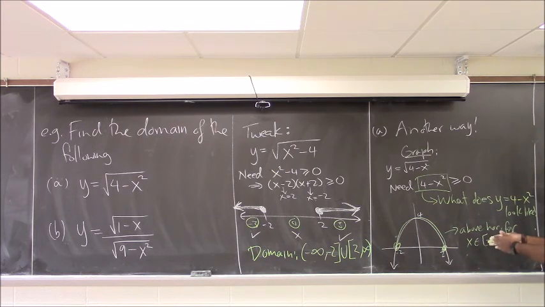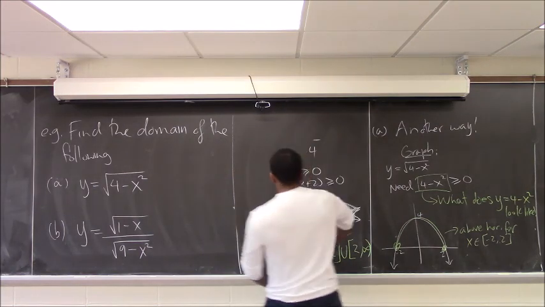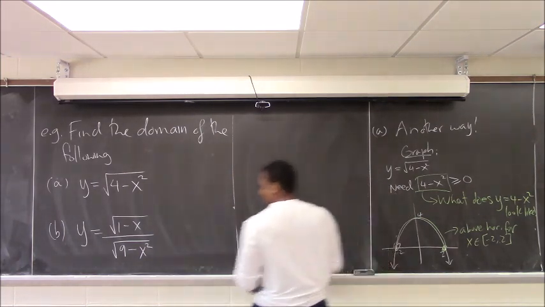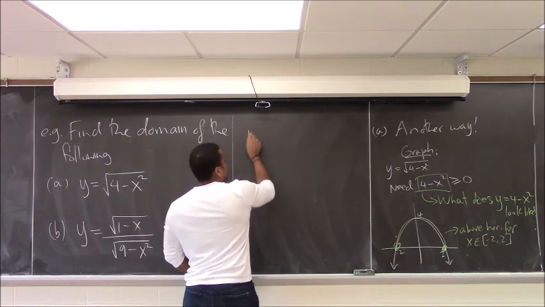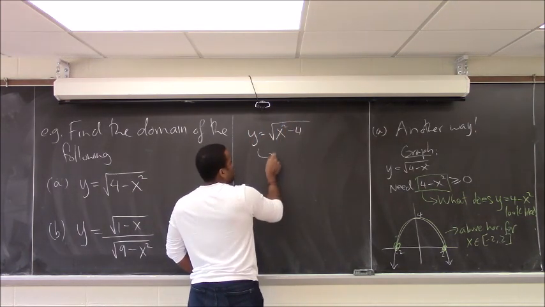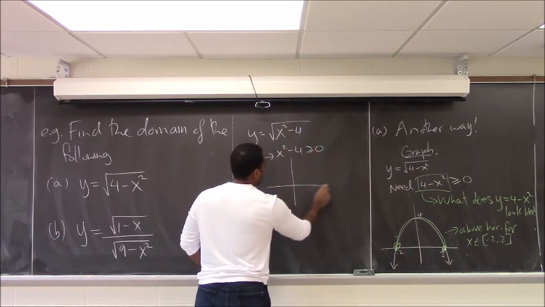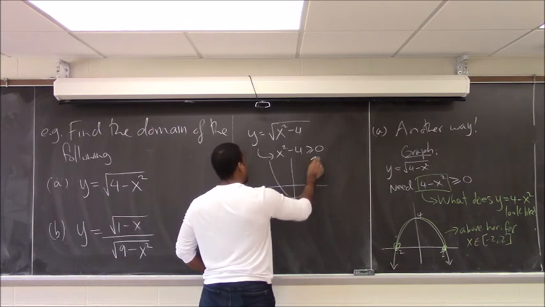So you can just look and know that the middle part is going to be your answer. Compare that to if we had y equals the square root of x squared minus 4, and you know you need x squared minus 4 to be greater than or equal to 0, then you look at what the picture of that looks like, which hopefully you know is what it looks like.